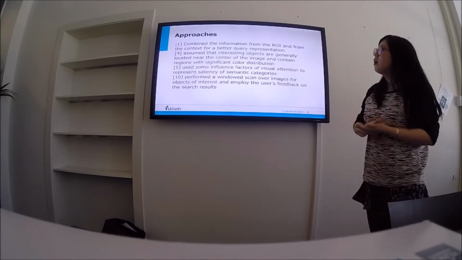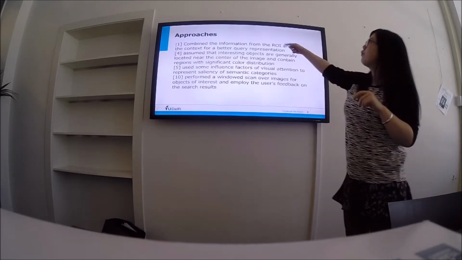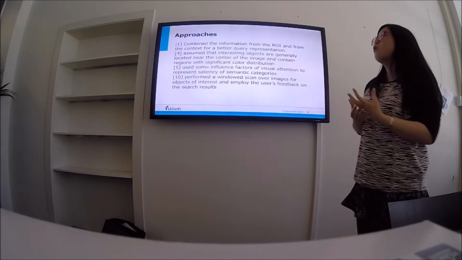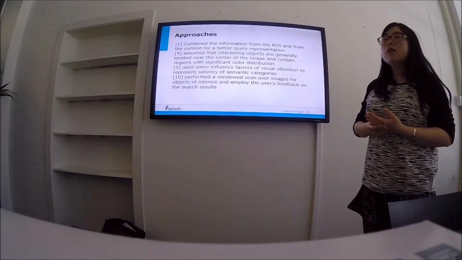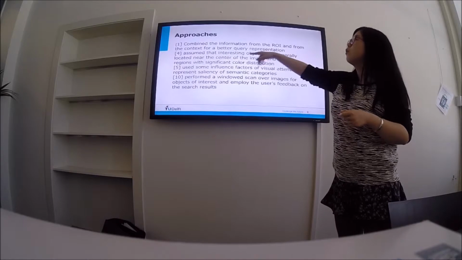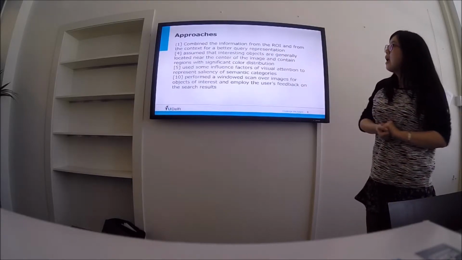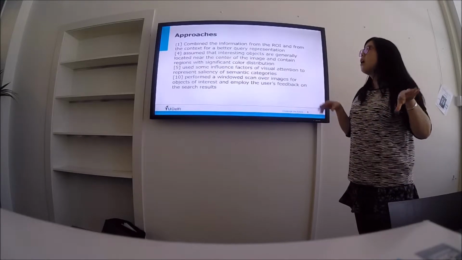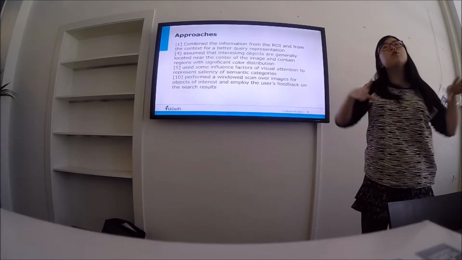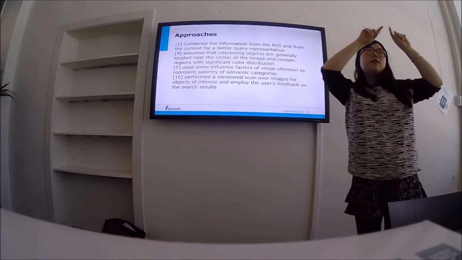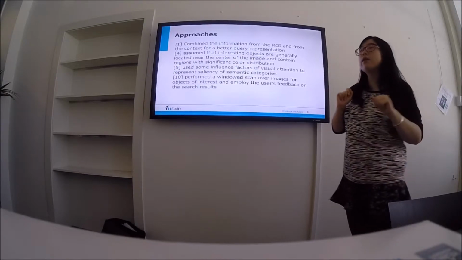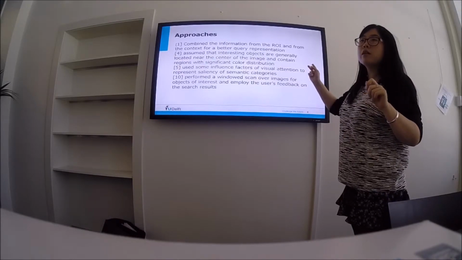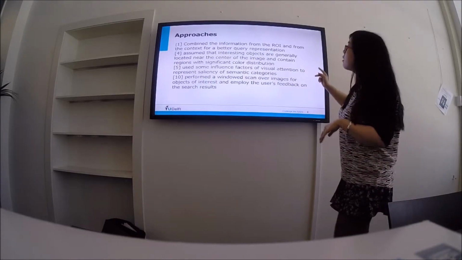The old methods mostly focus on the region of interest, but the context also offers extra information, so the recent methods also take that into consideration. And this one is very interesting. They assume that the interesting object is in the central part of an image, and the edge part is not that necessary. This is direct, but I think it's also efficient, with fast matching with other images.